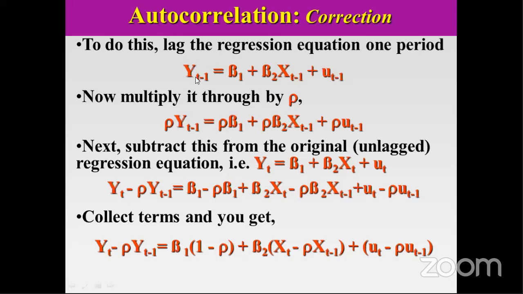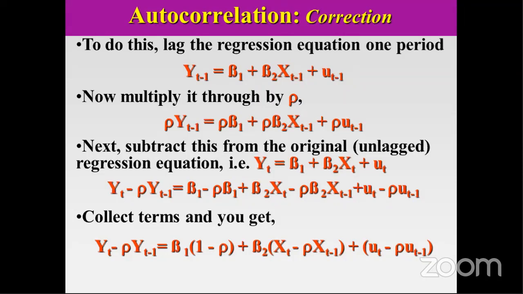So instead of yt, now we have written yt-1. Instead of xt, we have written xt-1. And ut is now ut-1. This is called the one period lagged value of the regression. Now we have to multiply this one period lagged regression by rho. Hence yt-1 is multiplied by rho, beta1 is multiplied by rho, beta2 xt-1 is also multiplied, and ut-1 is also multiplied by rho. So in the third step we have multiplied all the elements of this one period lagged regression equation by rho.